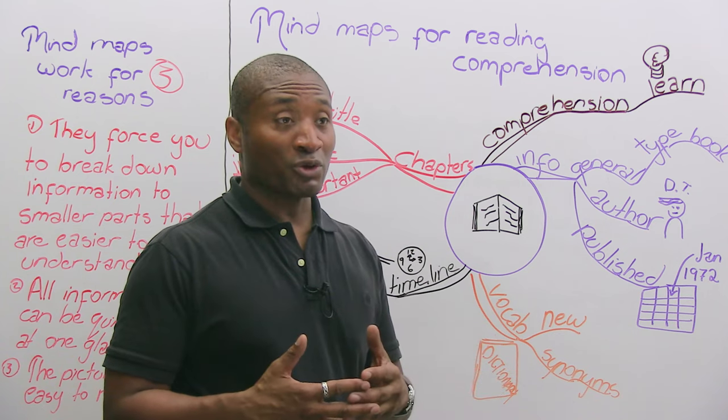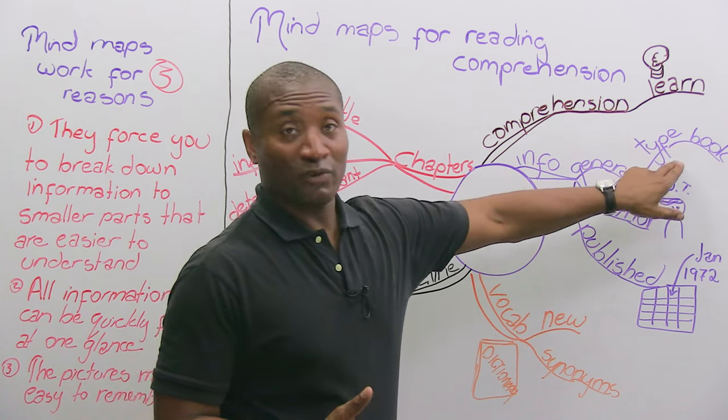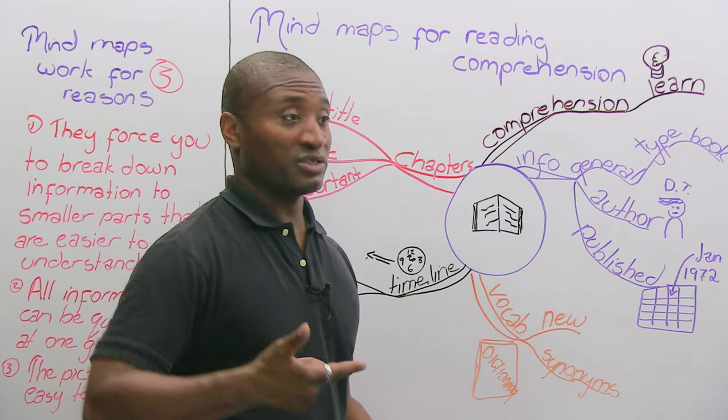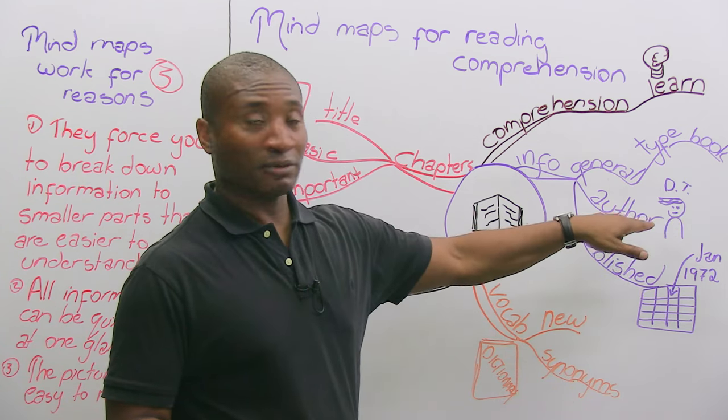And next thing is, almost every book you read, especially if it's for school, and a lot of you I know want to go to school or you're reading books, you need general information. So in this kind, we can put down the type of book. Is it science? Is it business? Is it fiction? Who is the author? The Donald Trump haircut. See, it's blowing away.